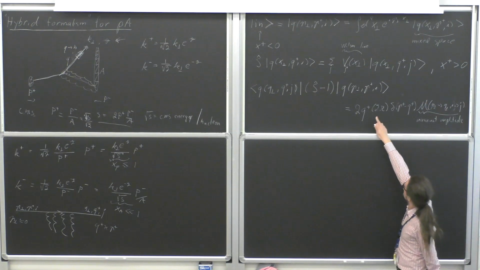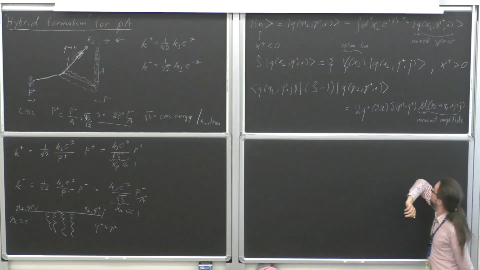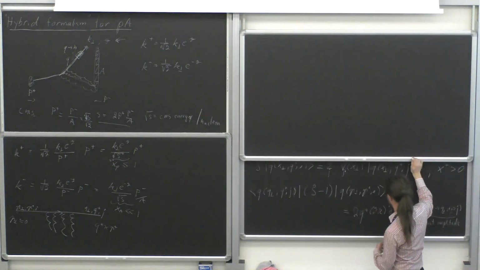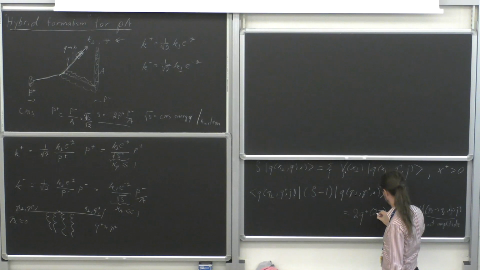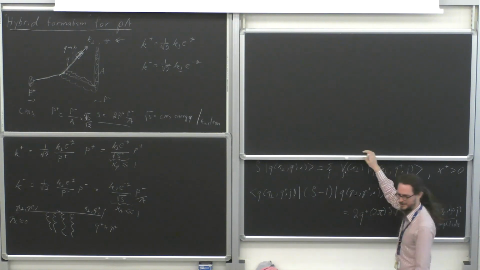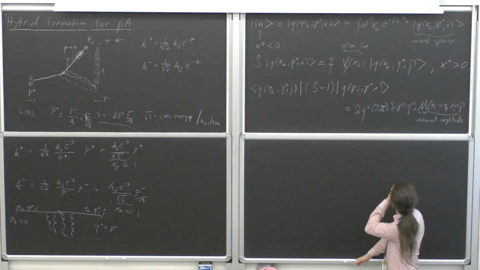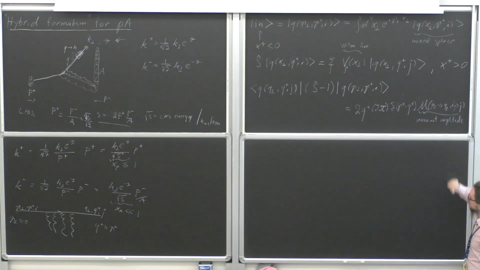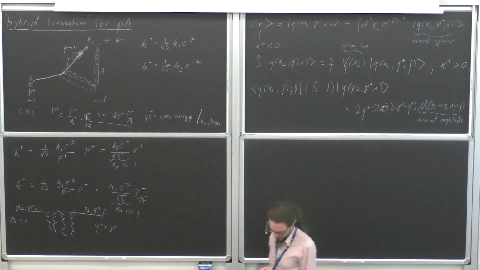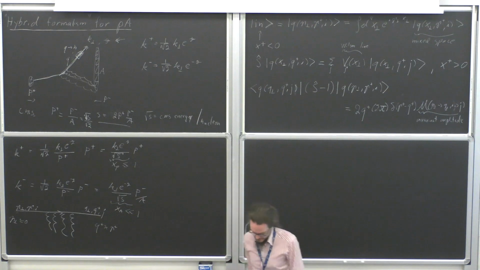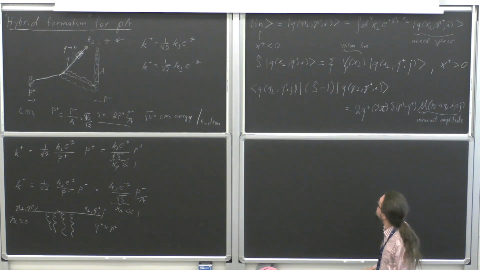Ah, 2q plus 2 pi. There's a 2 pi that goes with the delta function. Okay. So the invariant amplitude is what we want to calculate. So let's calculate it.